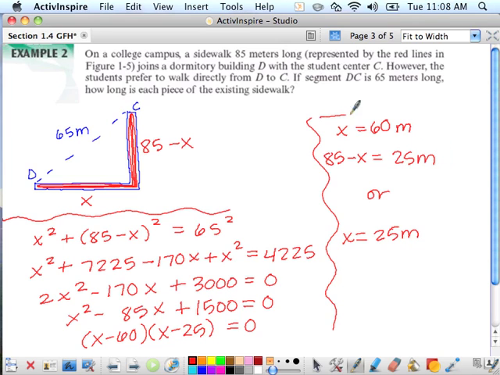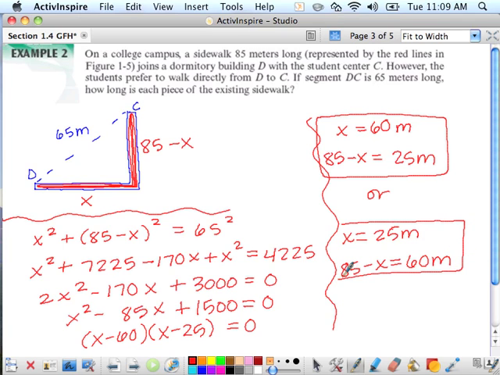So there's one possibility. One possibility is that this sidewalk from here to here is 60, and that leaves just 25 meters left over for this one. The other possibility is that maybe this sidewalk, the one we're calling x, is 25 meters, leaving how much for the other? 60. And there's really no way to know unless we went to the campus and walked it off to see which one was the longer of the two sidewalks.